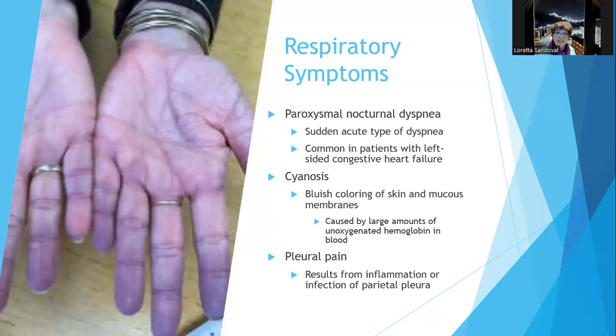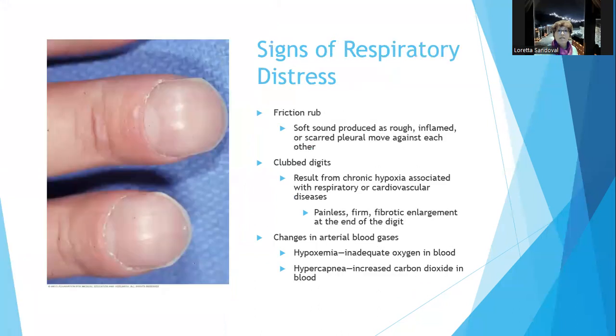Pleural pain is a common respiratory symptom, and it results from inflammation or infection of the parietal pleura. That's the inside of the thoracic cavity that the lungs have to move against. Friction rub is a soft sound with rough, inflamed pleura moving against each other. Oh, that just sounds awful, doesn't it?